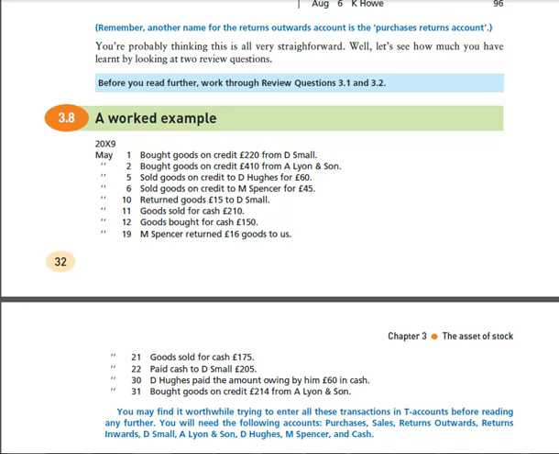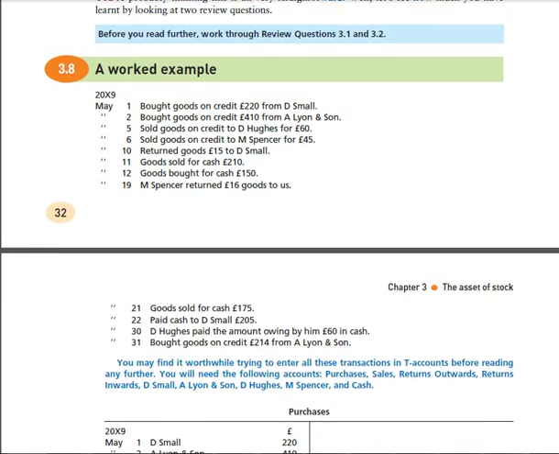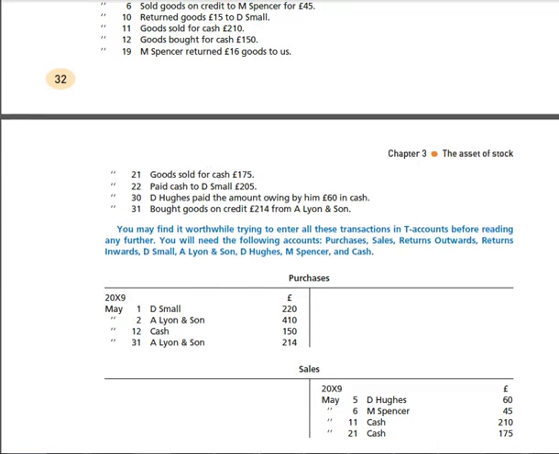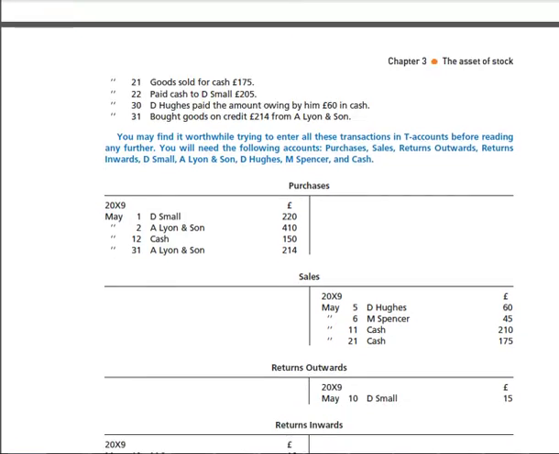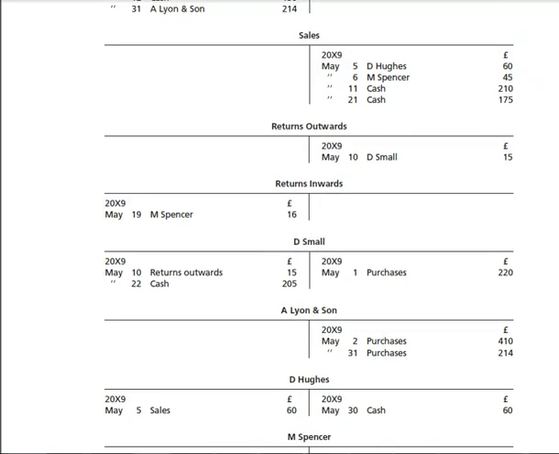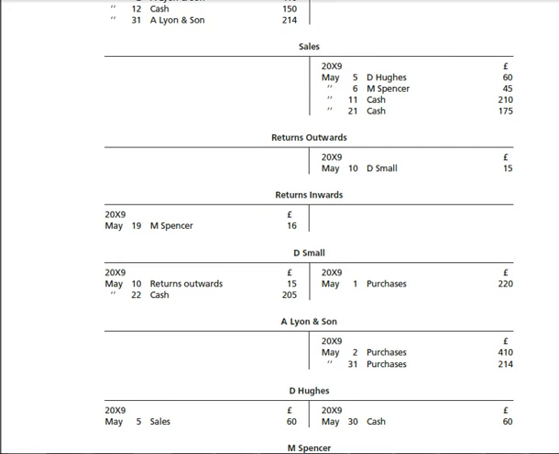Moving on to the third one, it is a sales entry: sold goods on credit to D. Hughes. Here, the two accounts that would be affected would be the sales account, because we have made sales, and because it's on credit, there's no cash involved. On credit means there would be a debtor account, which would be an asset. So an asset would be increased by 60, which means D. Hughes would be debited by 60, as we can see here. D. Hughes on May 5th was debited by 60 because there was a sale, and in the sales account, we would credit the sales account by 60.